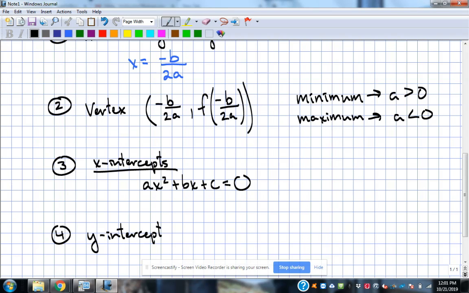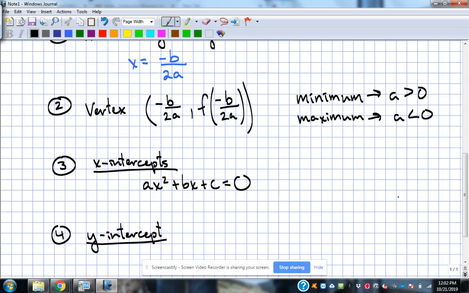Okay, so we're going to either use quadratic formula or factoring. There might be some instances where we use square roots, or we might use complete the square. Probably not. We probably use quadratic formula most of the time if we want to do that. So x-intercepts, you're going to set the problem equal to 0 and solve it.